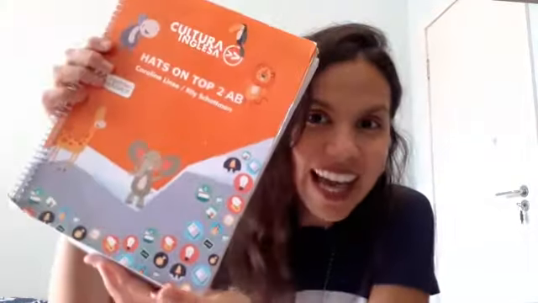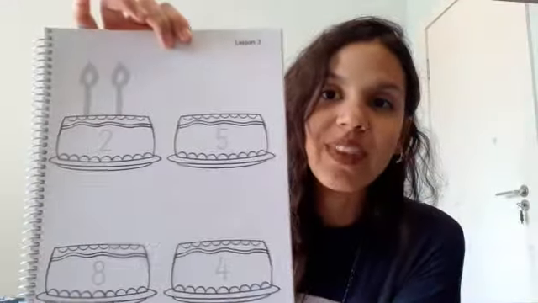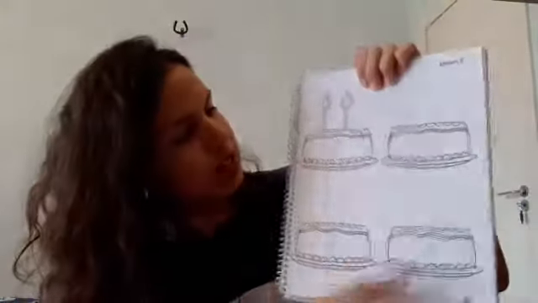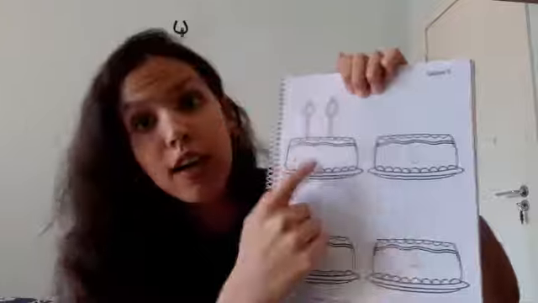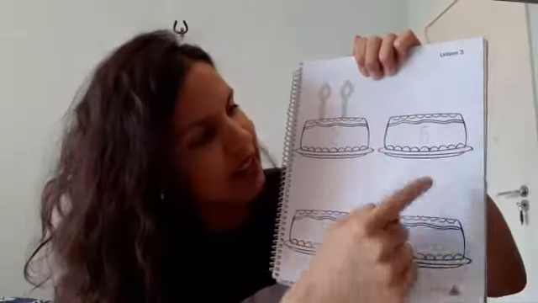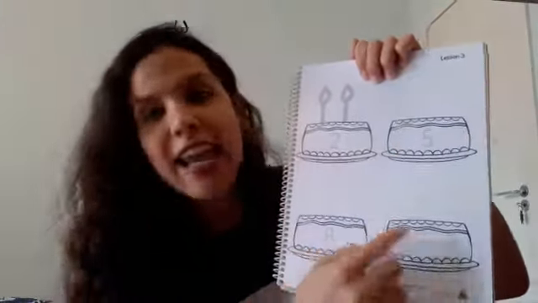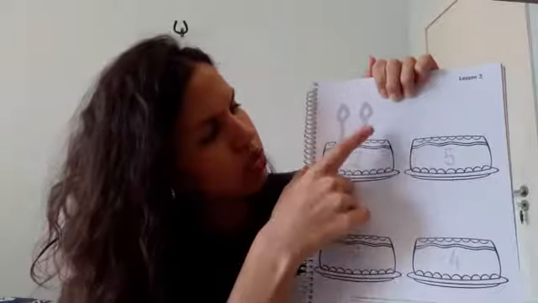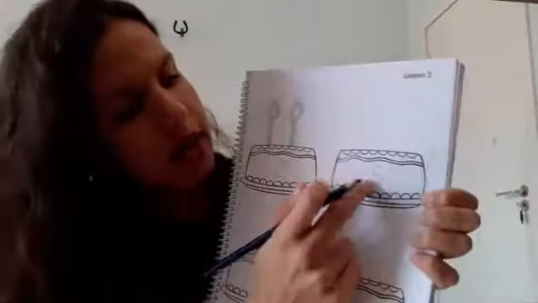Now, pick up activity book. Activity book. Open on page 33. This is the page. Look. 2. Look. Birthday cakes. Yum, yum, yum. Birthday cakes. 2. 1, 2. Okay. Now what about this one?